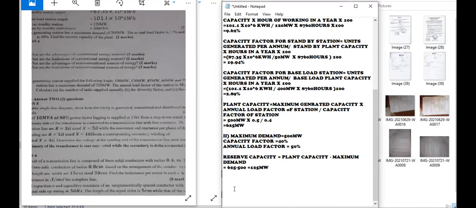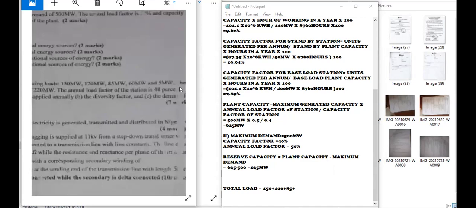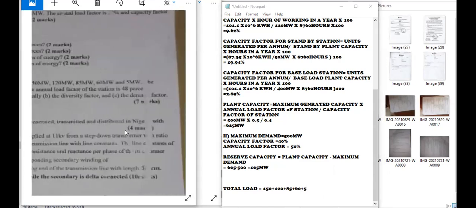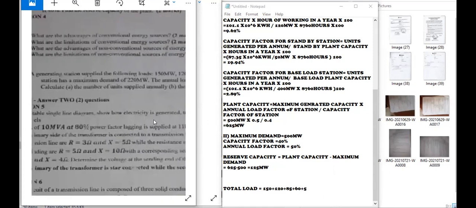I think I saw this question before. The following load. So the loads are 150. That means you just add all of them to get the total load. So let me just say total load is to add all the amounts that each of them are supplying. So 150 plus the next one is 120 plus 85 plus, let me increase the screen so it's clear. Okay, 85, 60. The other one is 5. Is there another one again? 5. And has a maximum demand of 220.